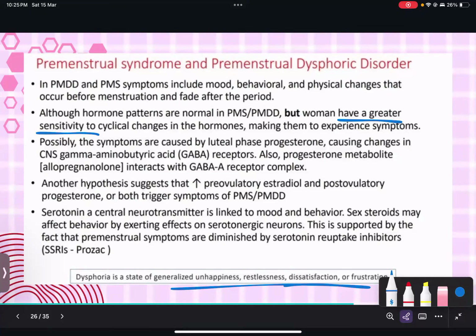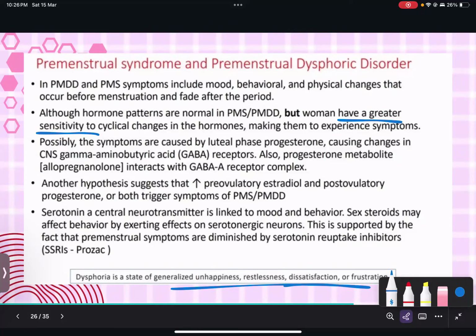We do have some hypotheses regarding this because we are not very sure about them. So the first hypothesis can be that the symptoms are caused by the luteal phase progesterone, causing changes in the CNS GABA receptors. What this means is, I don't want to go into details because I don't think it's important. I'm just trying to make sure I mention what Dr. Abdul Jabbar mentioned. I don't want to overwhelm you with extra details. Just know that the progesterone interacts with the GABA receptors and causes this syndrome.